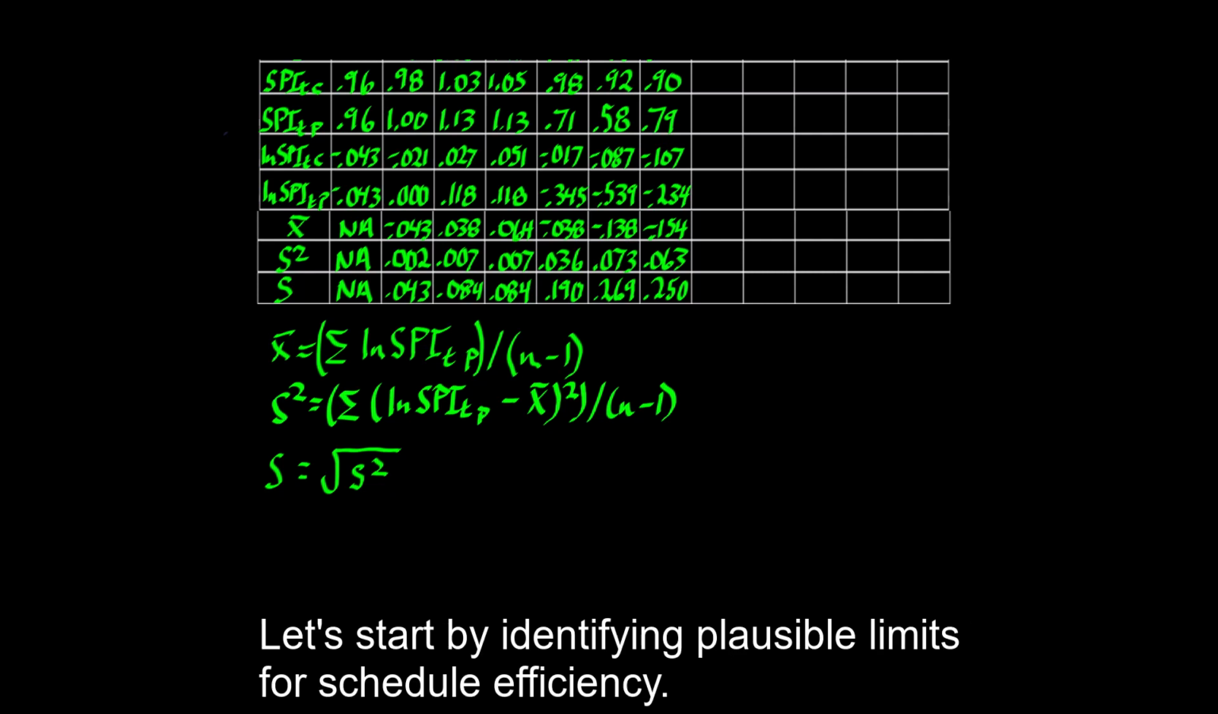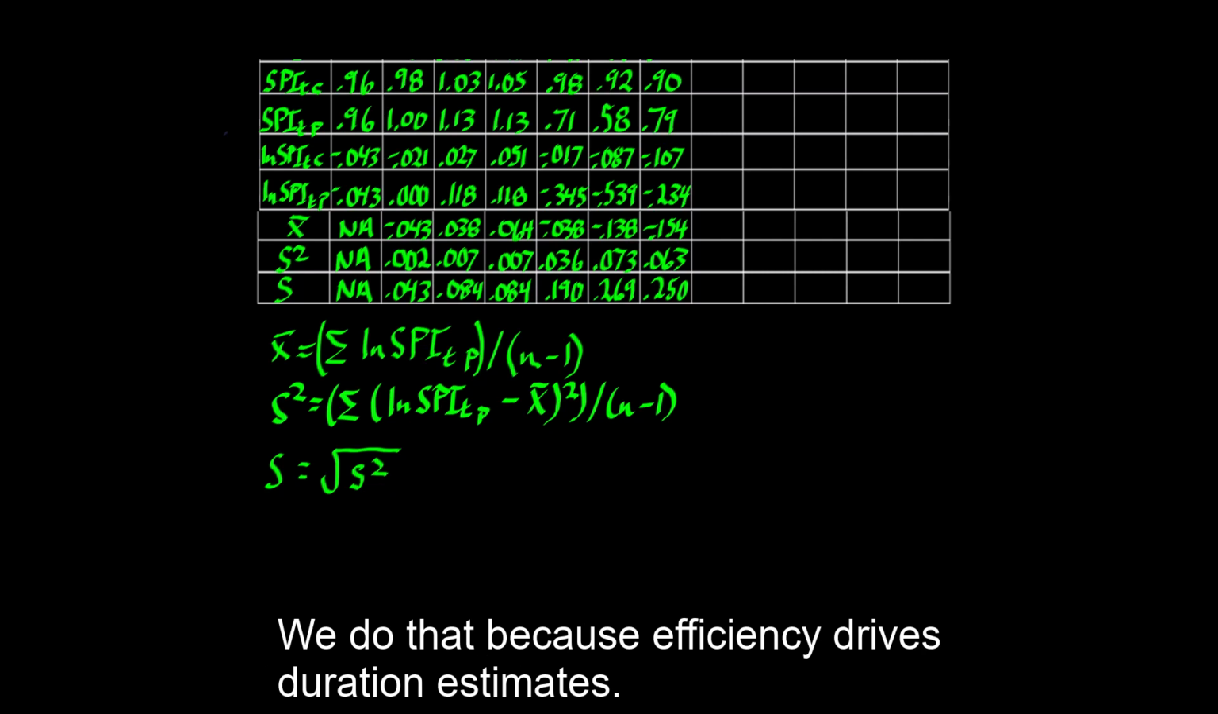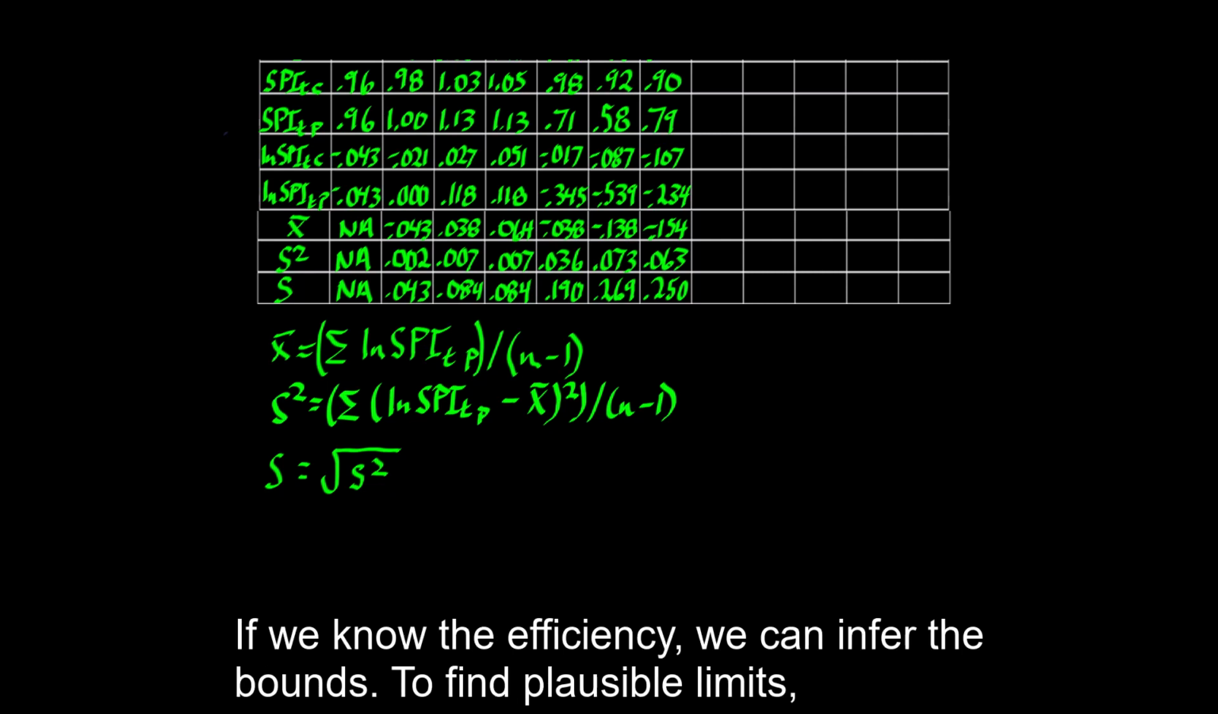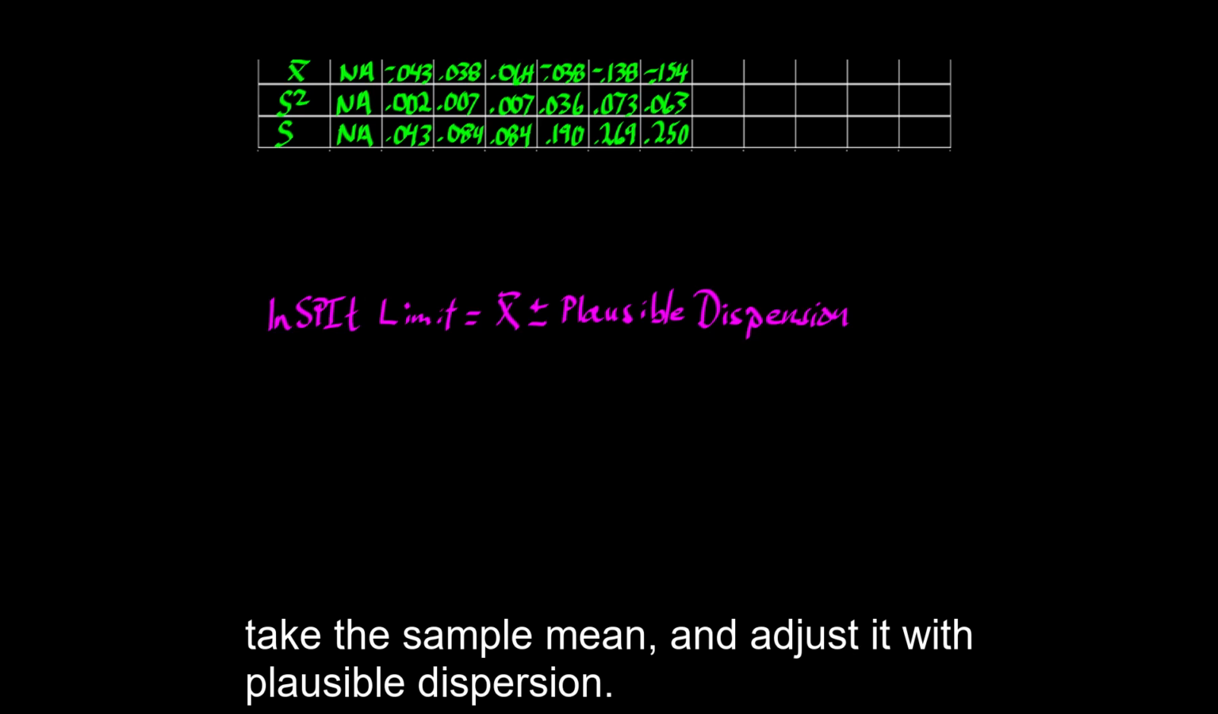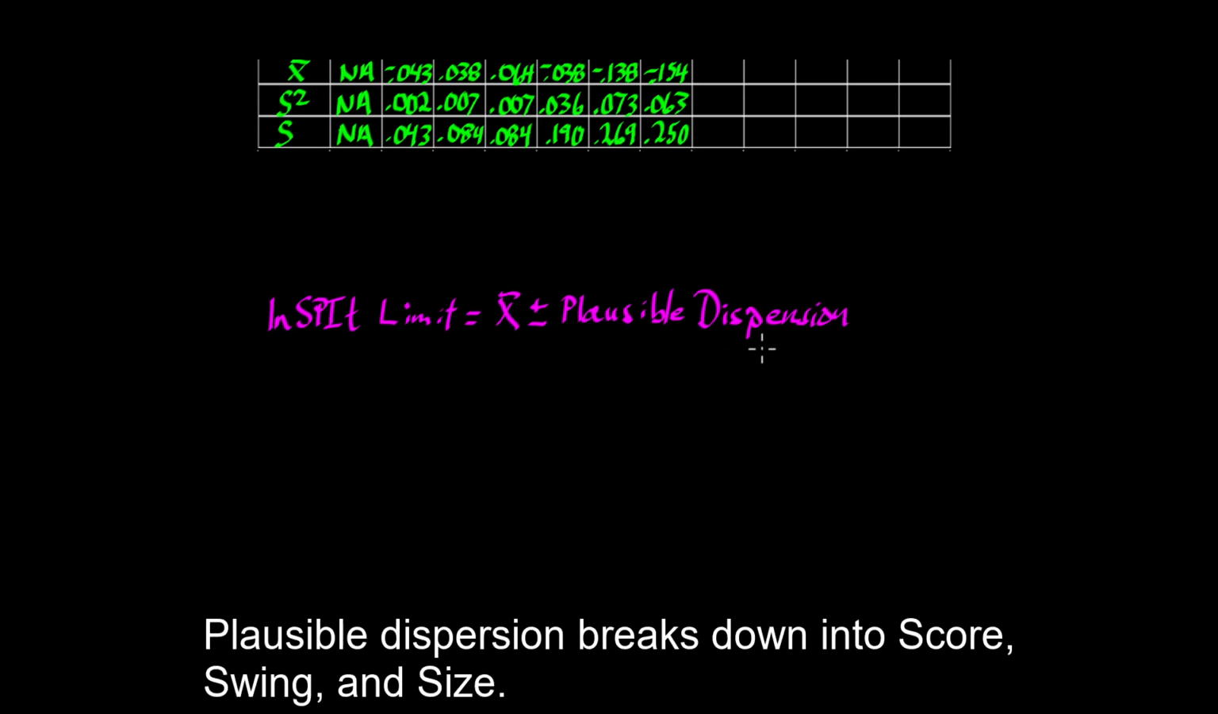Let's start by identifying plausible limits for schedule efficiency. We do that because efficiency drives duration estimates. If we know the efficiency, we can infer the bounds. To find plausible limits, take the sample mean and adjust it with plausible dispersion. Plausible dispersion breaks down into score, swing, and size.